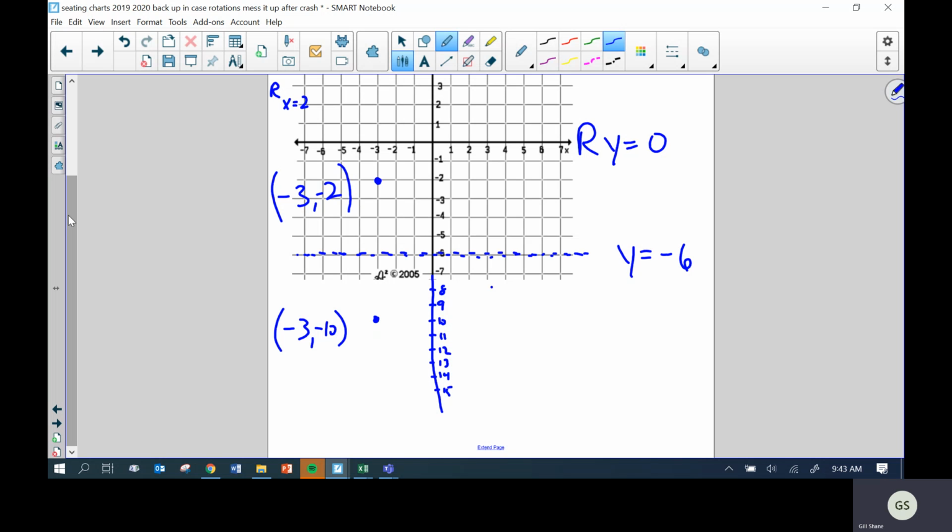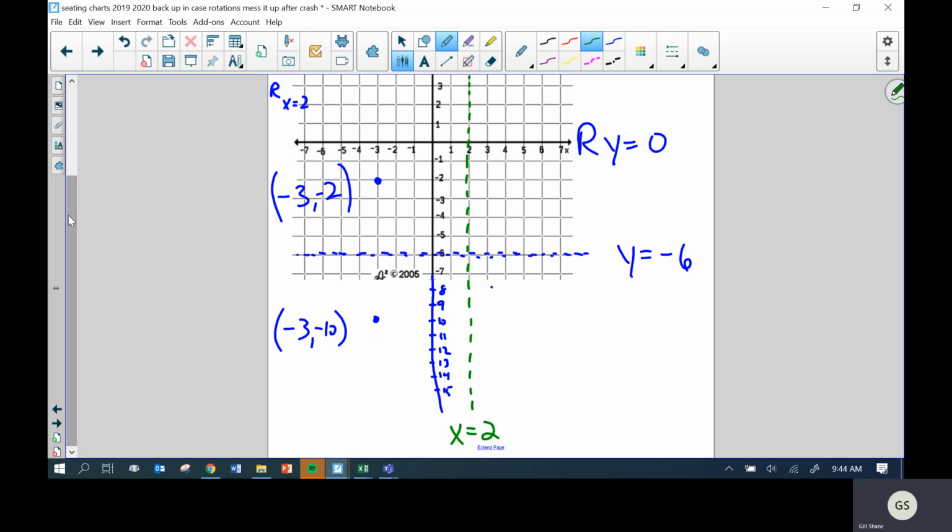The next reflection, I'll do it in a different color even. I need to reflect it now over x equals +2. If you have x equals a number, that is a vertical line. So that is now our reflection line, x equals +2. So again, in your notes, say if we are reflecting over x equals something, that is a vertical line through whatever that number is. X equals 2. I draw this whole thing out.